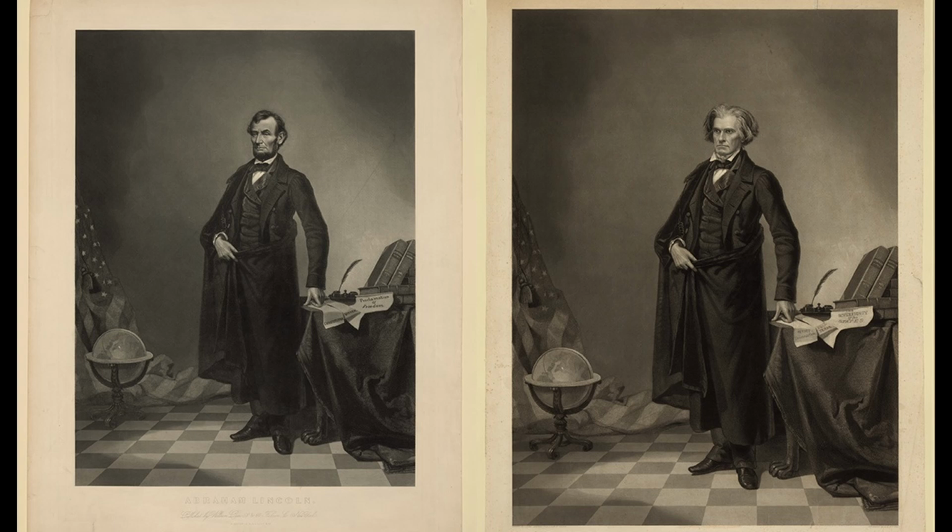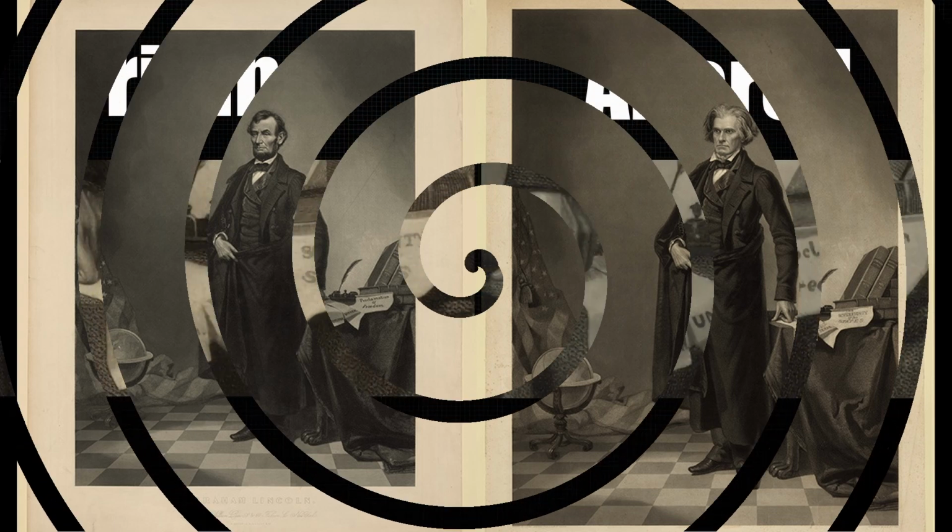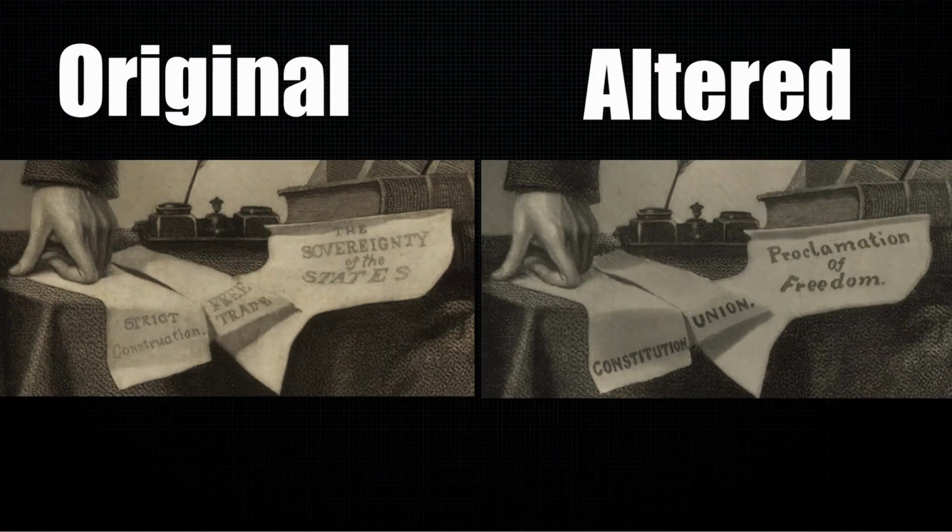And there's not much else changed. The heads are changed, and that's the most blatant one. There are no alterations to much of the background or the coloring or background items, except for the words on the books. As you can see, the original has the words I mentioned earlier: sovereignty of the states, free trade, strict constitution. On the new one, we now have proclamation of freedom, union, and constitution. Why were these changed? I'll get into that in a moment.